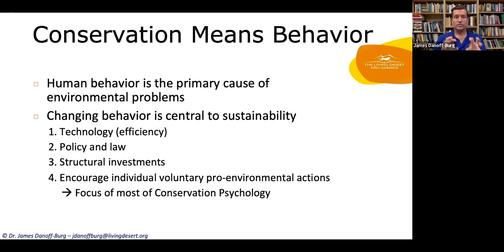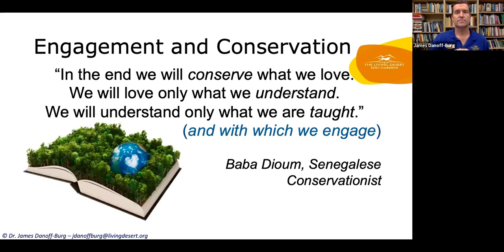So if we can encourage individuals to change their behavior on their own, to see that it is in their best interest to act more conservation-minded, more pro-environmental, we will be more successful. This is the focus of what we're doing here. And that's the focus of a field called conservation psychology, which is a lot of what we are doing and we'll talk about in our time together over these next 11 sessions.